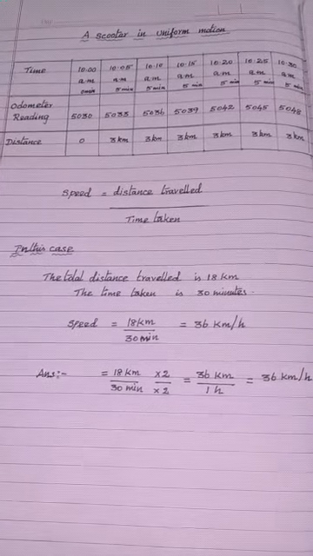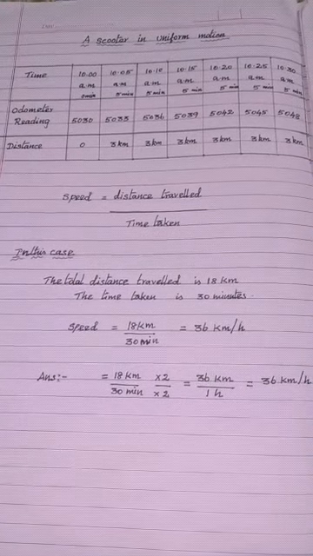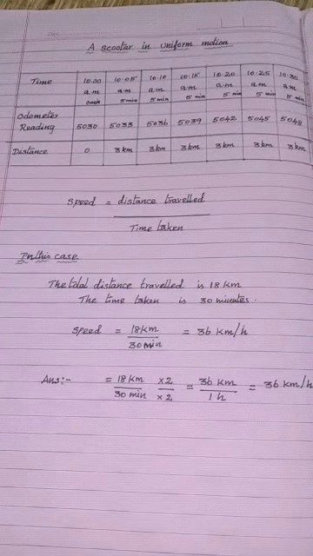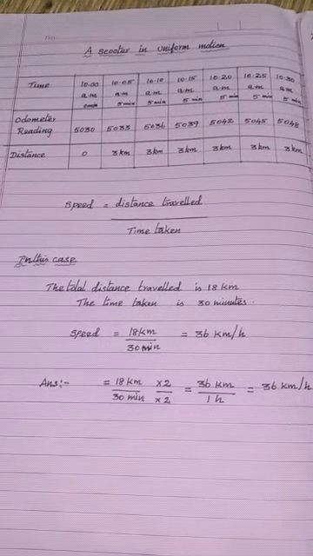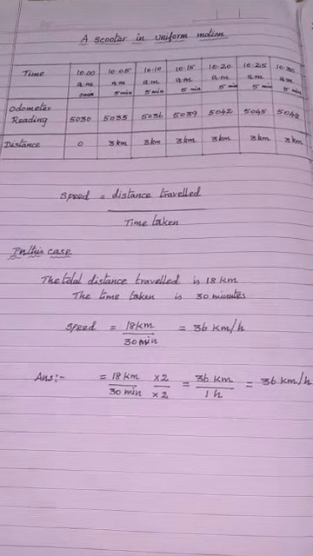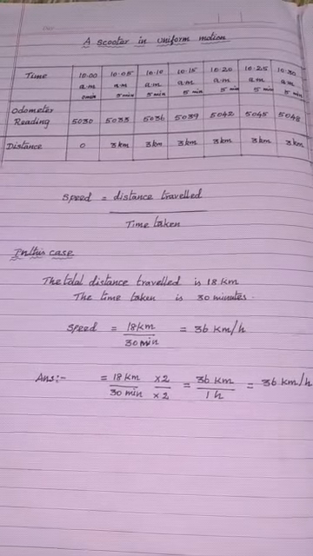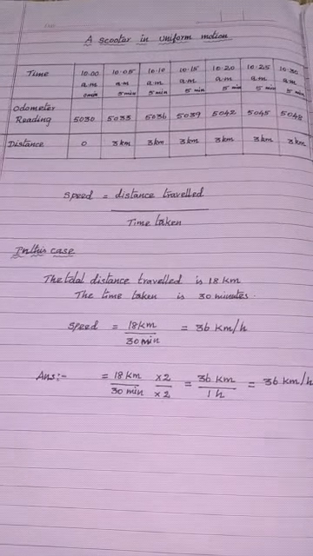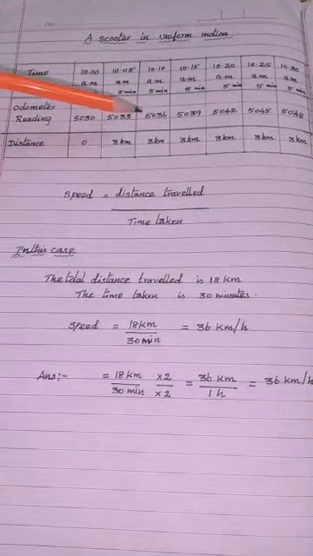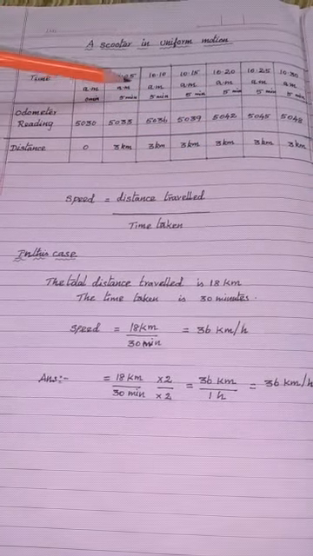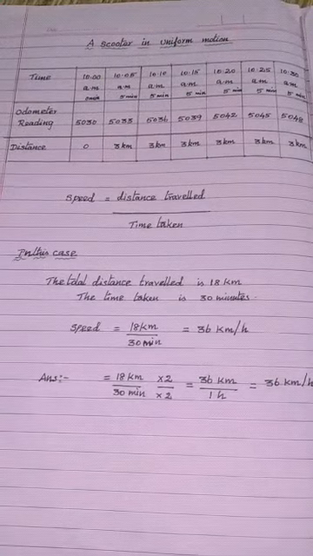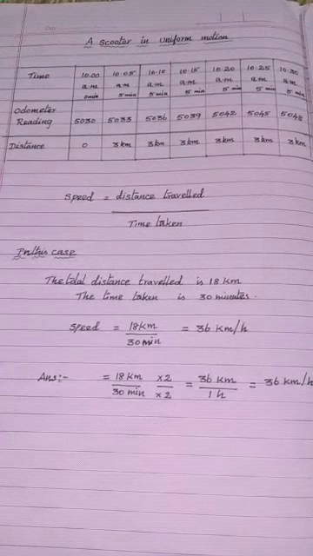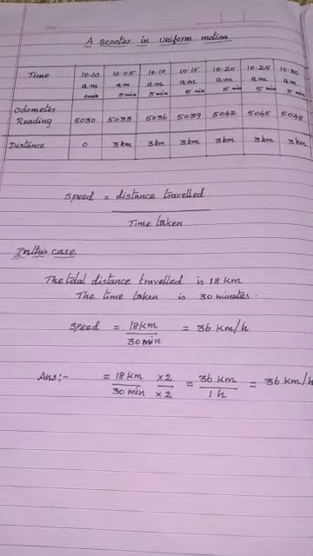Now, let us learn how to draw distance time graph for uniform motion and non-uniform motion. First, you need to know what is the uniform motion. When a body travels in a straight line and covers equal distances in equal intervals of time, it is said to be in uniform motion. The example of a uniform motion.